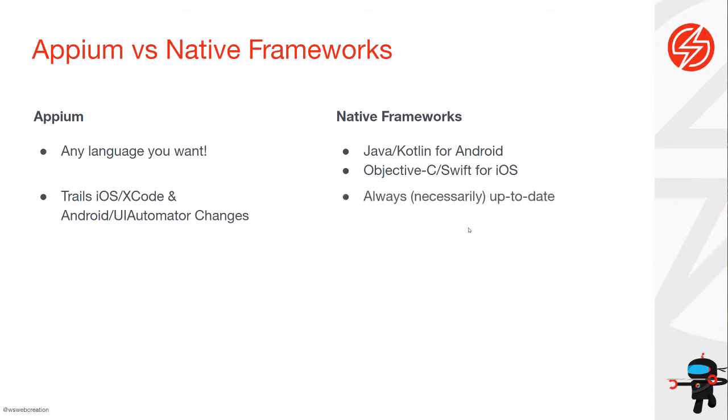Whereas native frameworks, as soon as they release a new version, it's already up to date. It is necessarily up to date. Kind of by definition, it's up to date. So if they ever change the contract or the ways you send commands over, Appium still has to catch up, especially if it's a major change. Whereas the native framework, once it comes to you, it's already there.